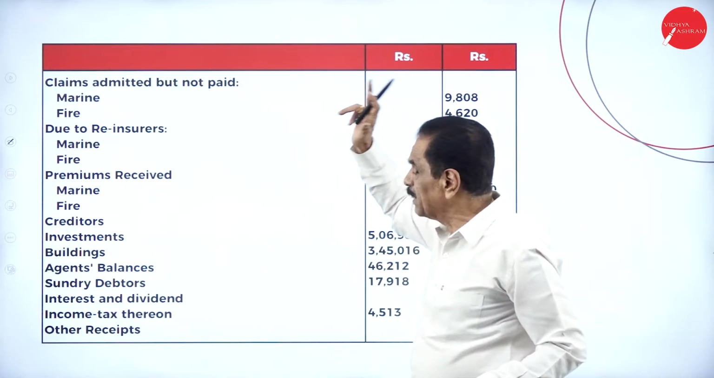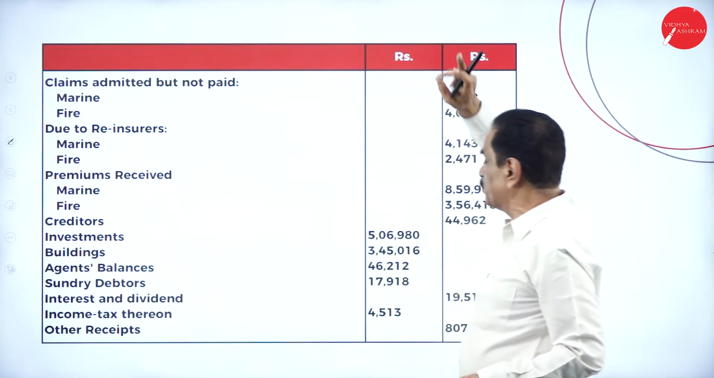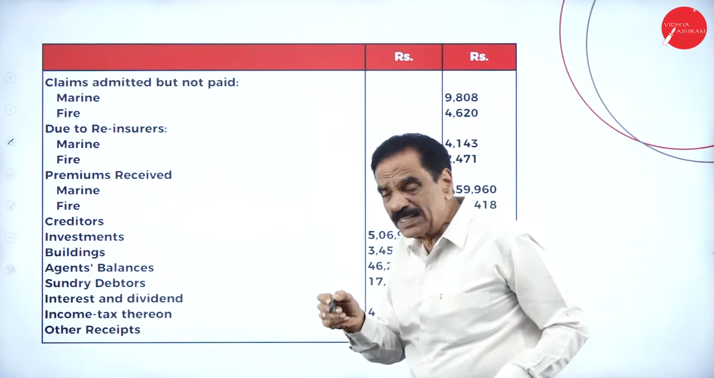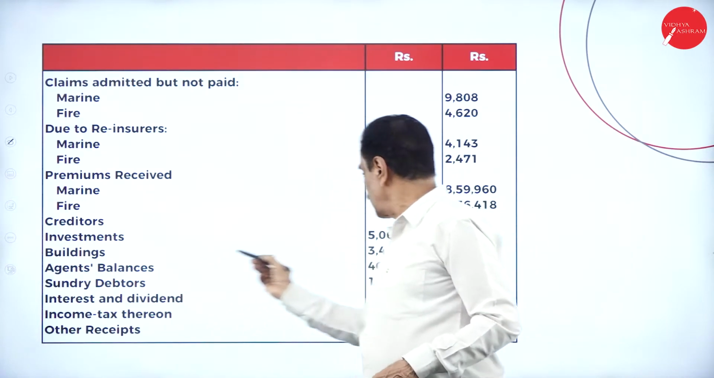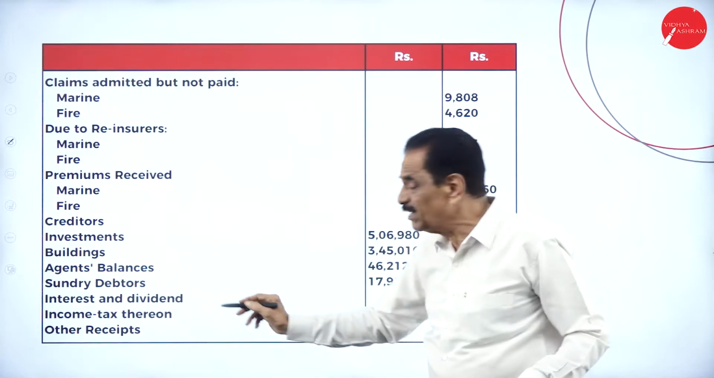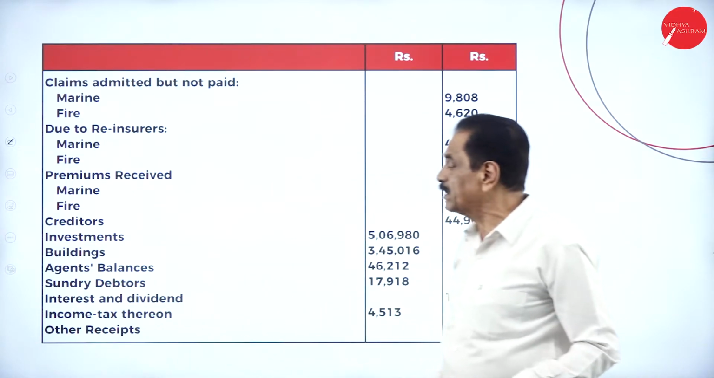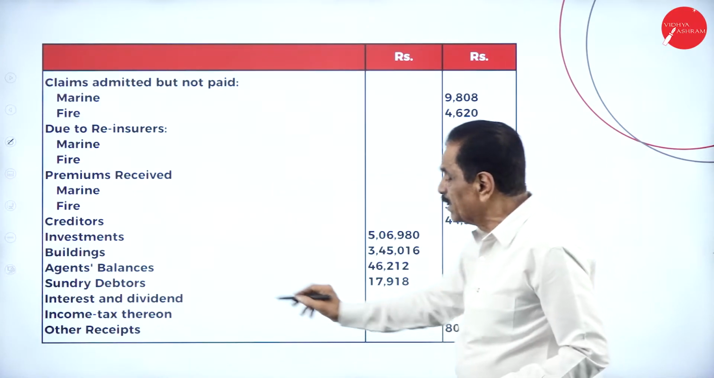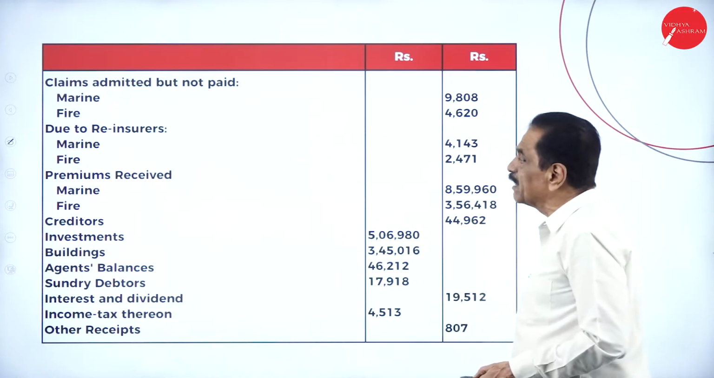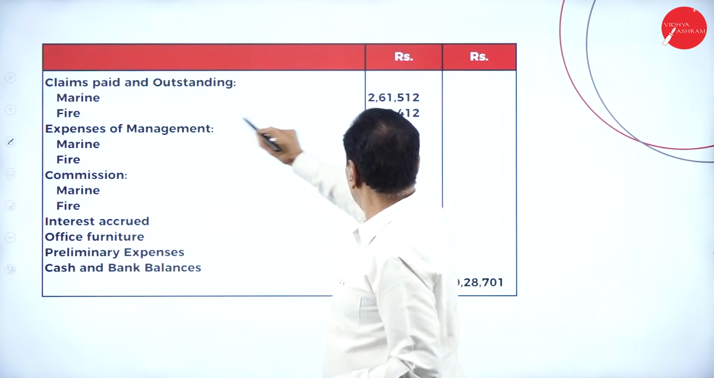Investment, asset side of the balance sheet. Building, asset side of the balance sheet. Agent balance, debit side asset, credit side liability. Debtor, asset side of the balance sheet. Interest and dividend received comes from the profit and loss account. Income tax thereon should be deducted. Other receipts is income. Claims paid and outstanding.